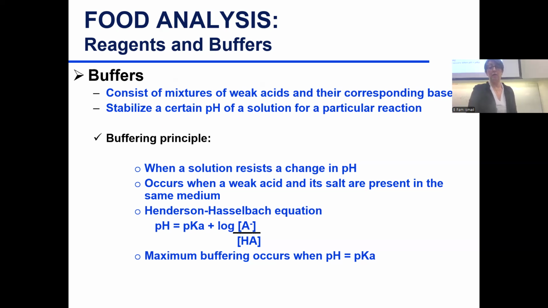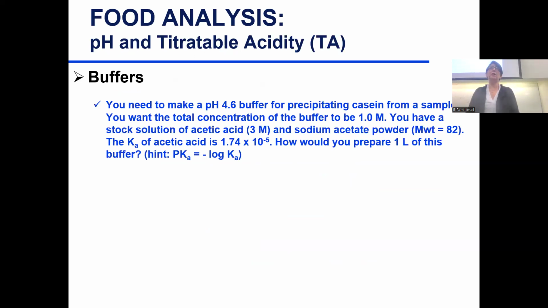All right. So here's an example, and I'll walk you through it and give you the hints to get you going. So you want to prepare a buffer that has a pH of 4.6. Buffers can be any pH. Can be 4.6, can be 7, can be 9. Depending on what pH we want, we choose the acid and base that will help us get and stabilize that particular pH. So it really depends on the pKa of the acid that you're using.